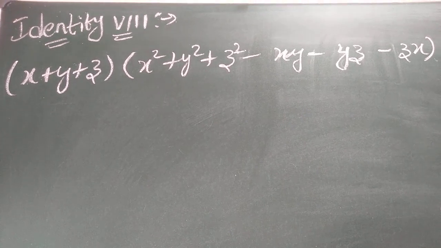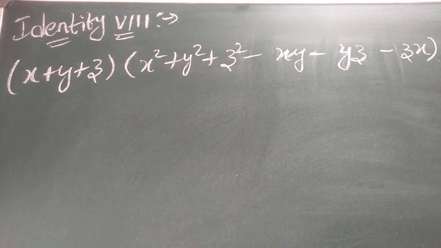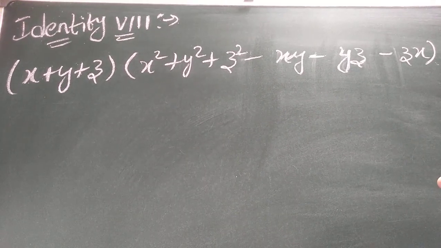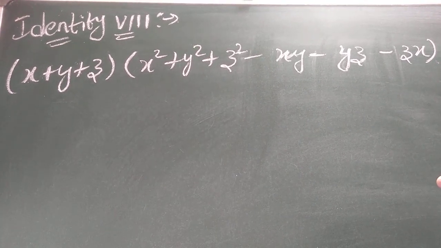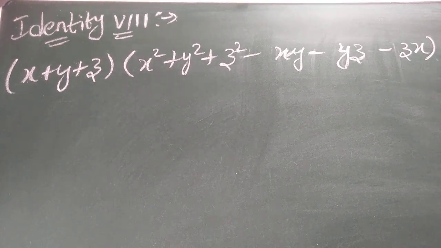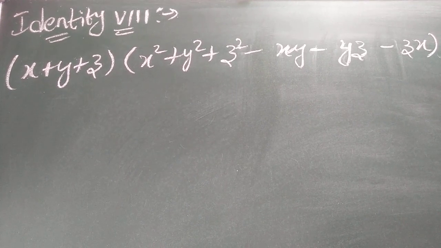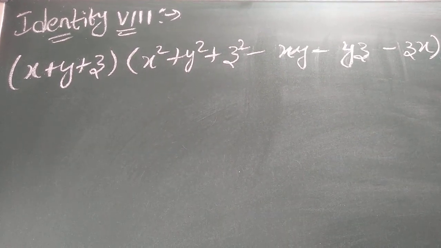So to expand identity number 8, we are given x plus y plus z into x square plus y square plus z square minus xy minus yz minus zx. Using this we have to come to the conclusion of identity number 8. So how to do this? We will go for a trinomial multiplication.